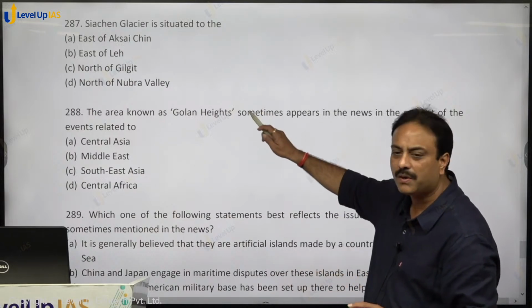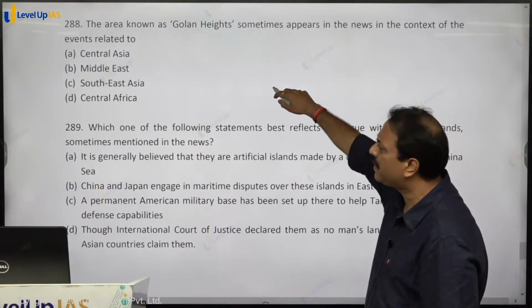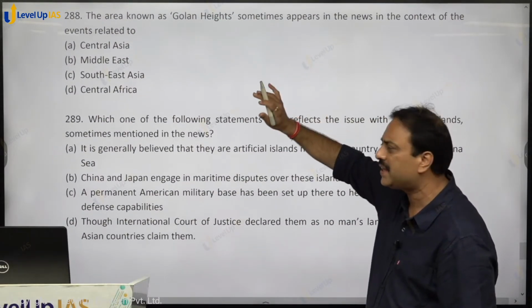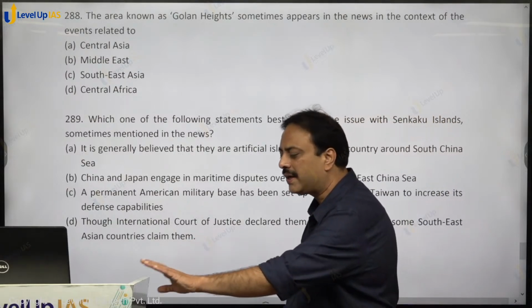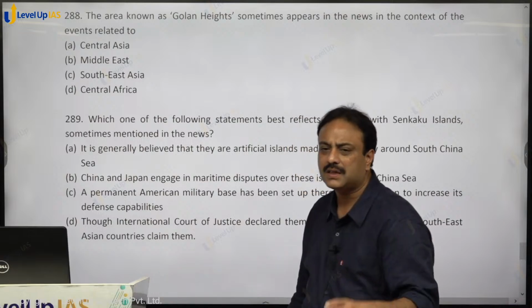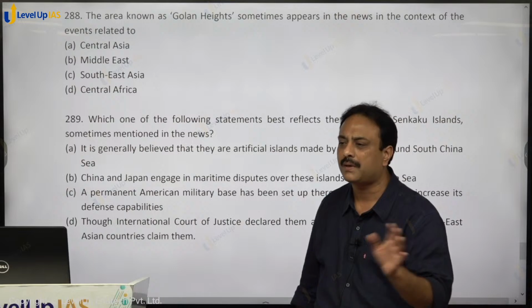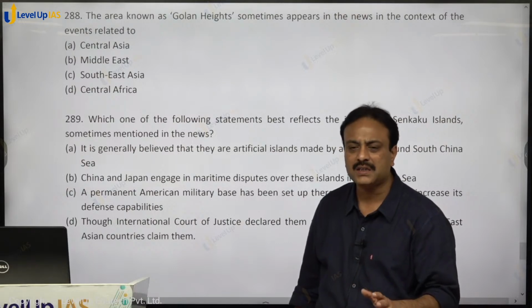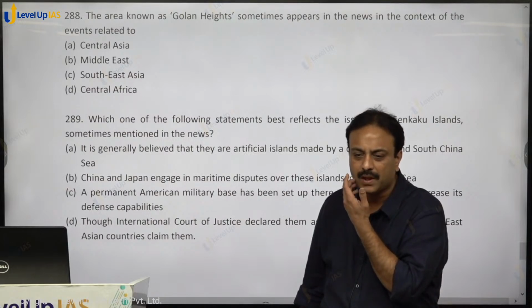So here the answer is D for dog, north of Nubra Valley. Question will keep on coming in this manner only in UPSC. You will have to use your knowledge related to map only. If you think that you can prepare certain questions on map and by that it will solve the purpose in UPSC, it won't happen. UPSC demands a command over the map, and a command over the map is not learning of the map. You can't learn the map.